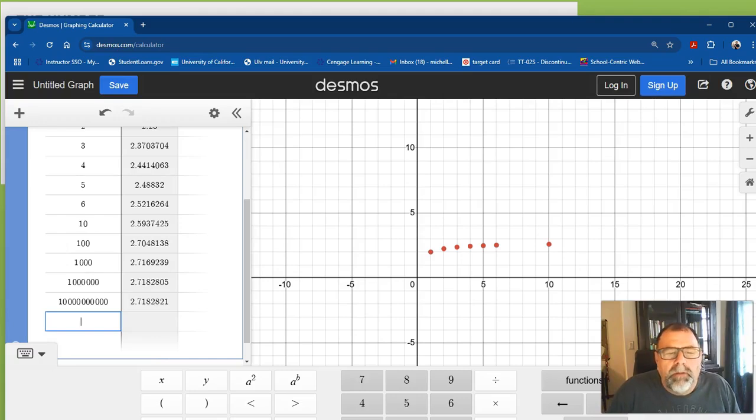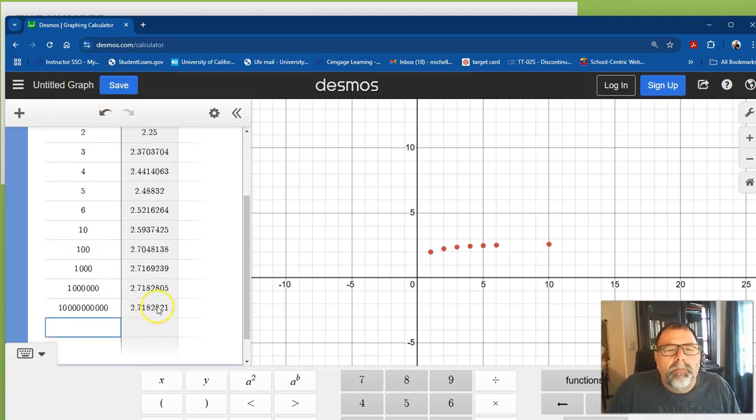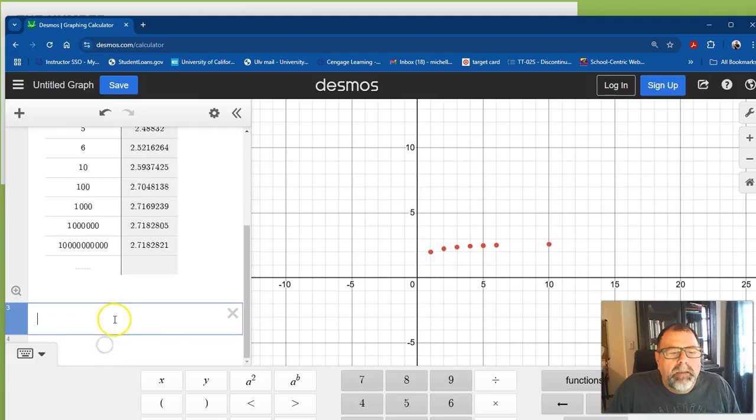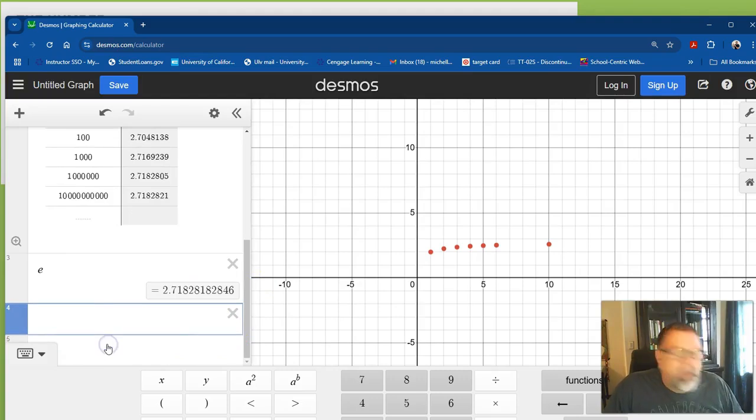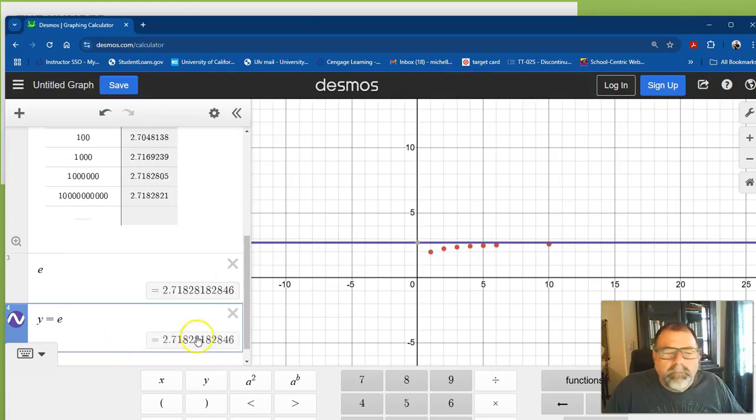It's not growing very much, and it's getting to that limiting number e, which is 2.71828. So we're almost there, but if you just type in e, 2.71828182846, and it goes on forever and ever. If I were to graph the line y equals e, see this purple line, the values from this table will never cross that line. It's going to be limited. That's why we call it a limit, by that value.